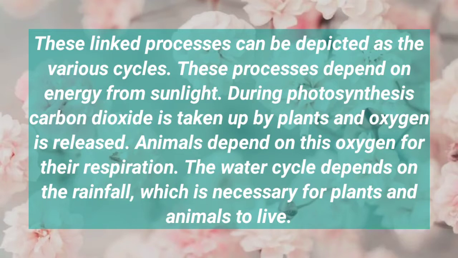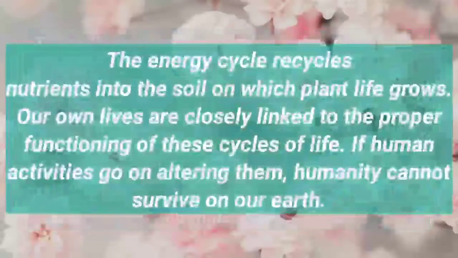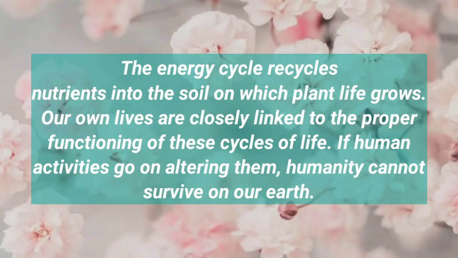These processes depend on energy from sunlight. During photosynthesis, carbon dioxide is taken up by plants and oxygen is released. Animals depend on this oxygen for their respiration. The water cycle depends on the rainfall, which is necessary for plants and animals to live. The energy cycle recycles nutrients into the soil on which plant life grows. Our lives are closely linked to the proper functioning of each of these cycles. If human activities go on altering them, humanity cannot survive on Earth.